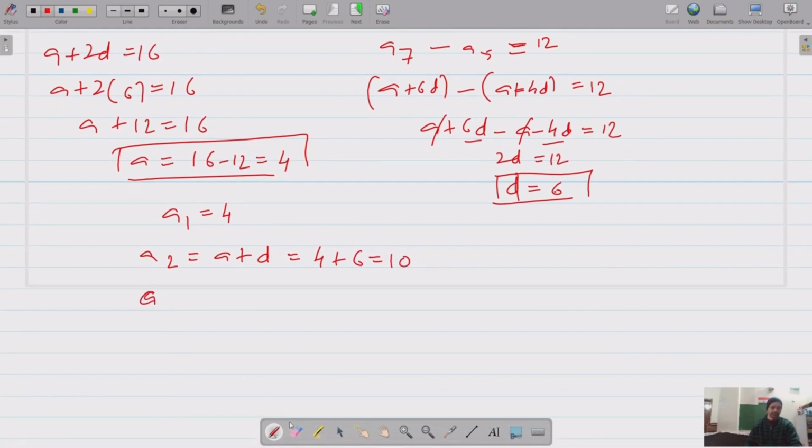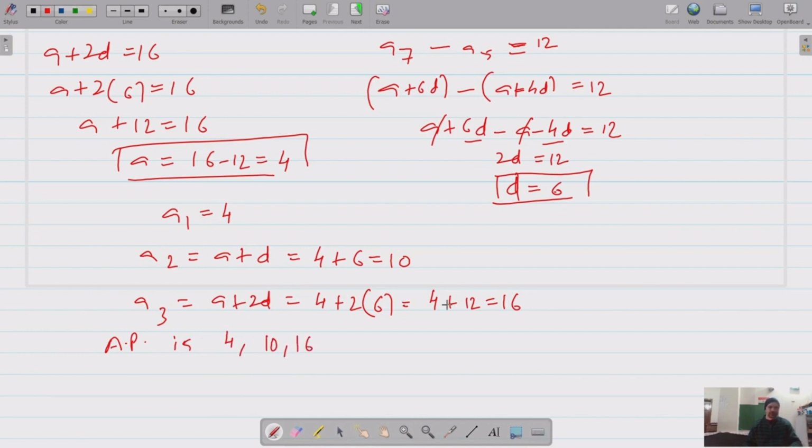And the third term of this AP is A plus 2D. A is 4, and 2 into D is 12, which gives us 4 plus 12 equal to 16. So the AP is 4, 10, 16.